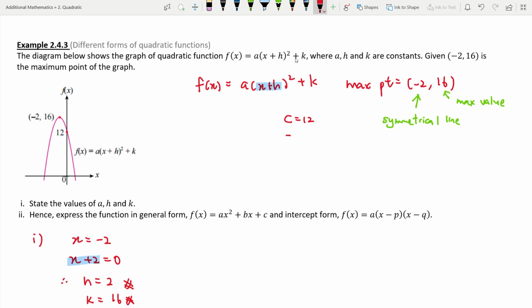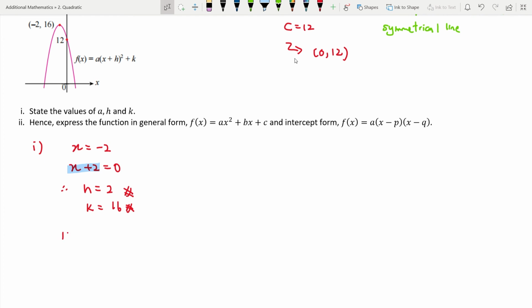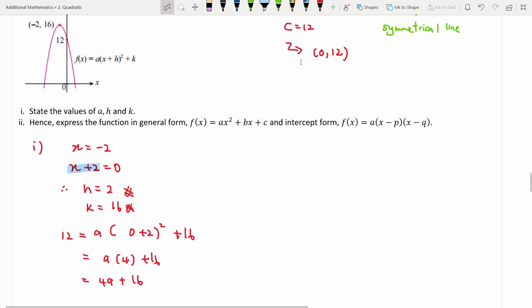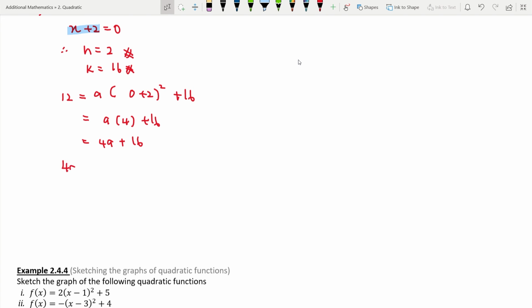The y-intercept equal to 12 also implies that we have a point (0, 12). By substituting this point, the values of h and k into the function f, we will obtain our a. 12 = a(0 + 2)² + 16. We simplify the equation. We get a(4) + 16, which is 4a + 16. Rearrange the equation. 4a = 12 - 16. a = -4/4, which is -1. We obtain a negative value for our a. It indicates that our curve is a crying curve.